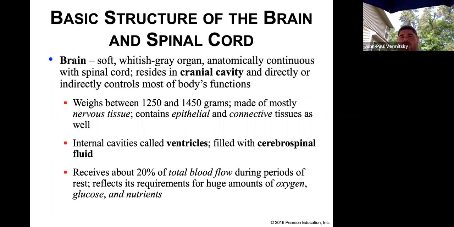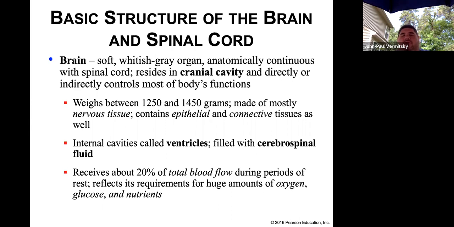So the primary structure of the central nervous system is the brain. The brain is composed of soft, whitish gray tissue, anatomically continuous with the spinal cord, and the brain will be housed within the cranial cavity. As I mentioned, you're going to have direct or indirect control of most body functions. Direct would be something more conscious and a direct action. Indirect could be more subconscious or acting through other intermediaries such as the endocrine system.